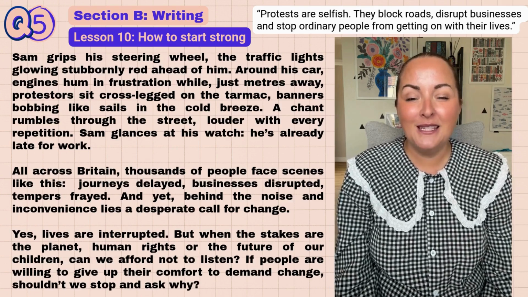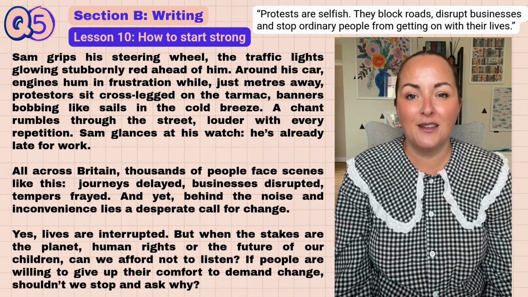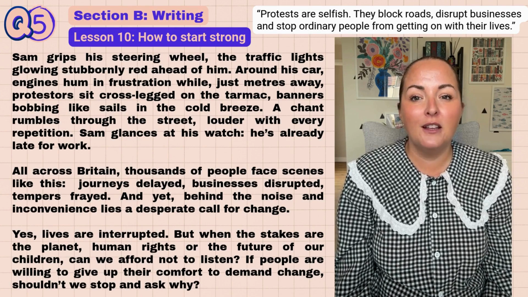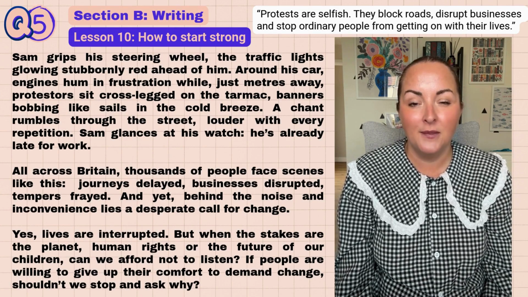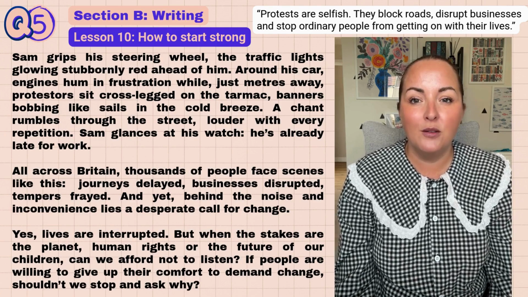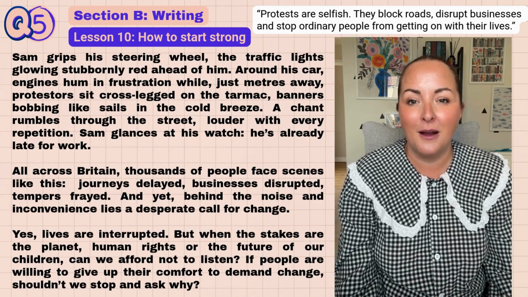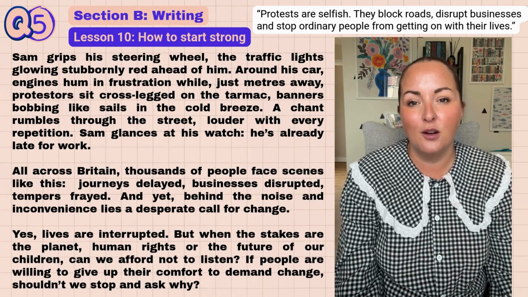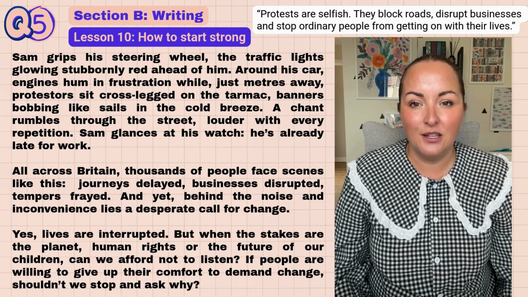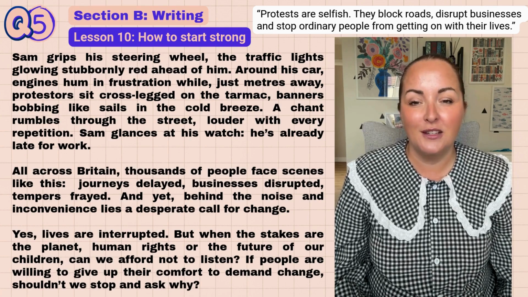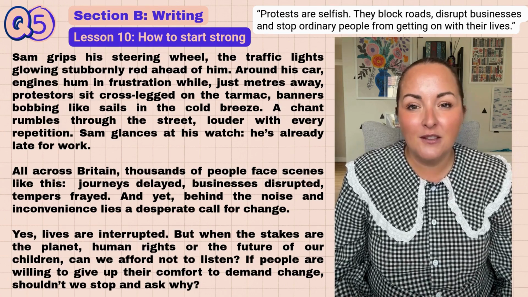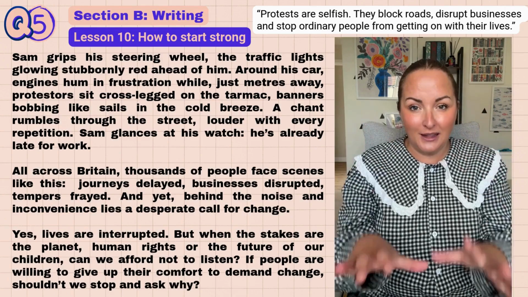Let's start by breaking down this model hook that you can see on the left-hand side of your screen. So, Sam grips his steering wheel, the traffic lights glowing stubbornly red ahead of him. Around his car, engines hum in frustration, while just meters away, protesters sit cross-legged on the tarmac, banners bobbing like sails in the cold breeze. A chant rumbles through the street, louder with every repetition. Sam glances at his watch. He is already late for work. This is the mini scene. It uses sensory imagery and description to put the reader in the moment.